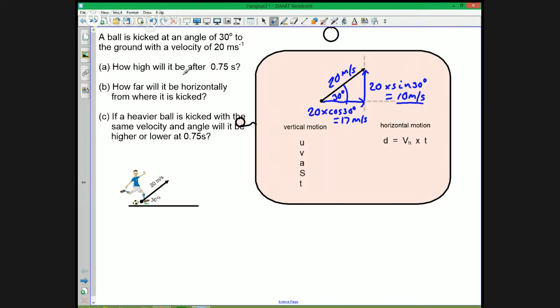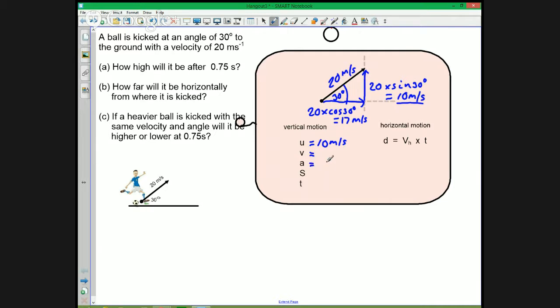Okay, let's go then. How high will it be after 0.75 seconds? So in terms of vertical motion, the initial vertical velocity will be 10 meters per second, so that goes into your template like that, 10 meters per second. We don't know anything about the final vertical velocity because we're asked to find how high it will be at 0.75 seconds, and we don't know whether that's going to be at the top of the flight or midway through the flight. We just don't know, so we've got to leave out the velocity at that point.